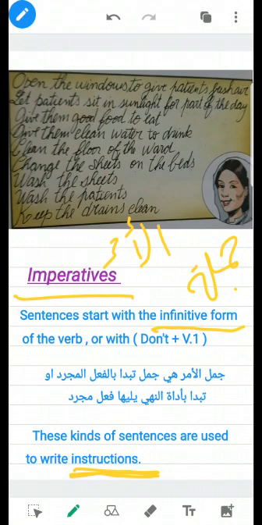So these sentences don't have a subject. Normal sentences usually start with a subject, but these sentences start directly with the infinitive verb or with don't plus verb 1. Don't write, don't watch the TV, don't listen to him, etc. These kinds of sentences, the imperative sentences, are used to write instructions. Okay?